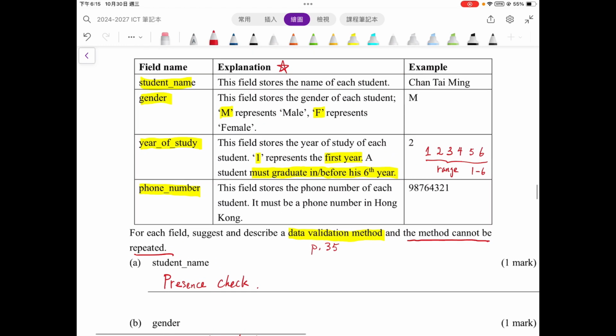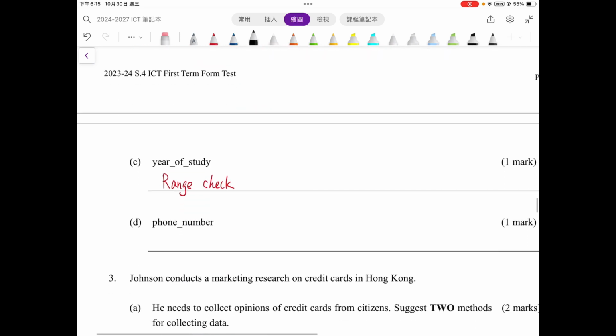Okay, so last but not least, for the phone number, the requirement is it must be a phone number in Hong Kong, right? So in Hong Kong, by common sense, you should know that no phone numbers should be more than or less than 8 digits, right? So in this case, you can say that it is the length check, because we need to limit the length of the user input for their phone number. If they input more than 8 or less than 8, that means the number should be wrong.